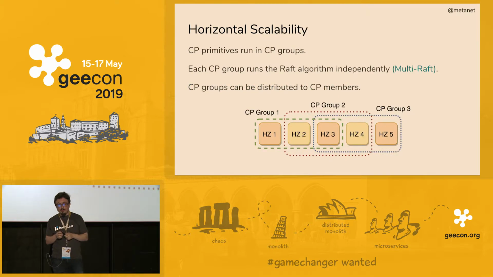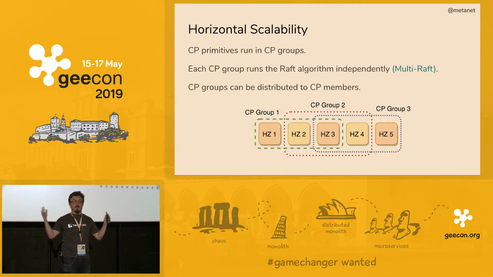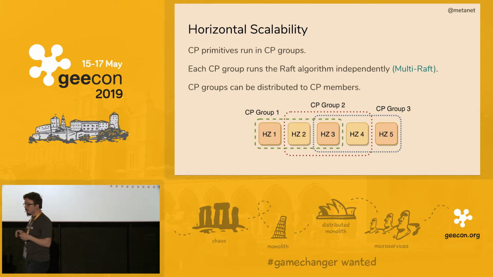And last, we also have a notion of CP groups. Each CP group runs the Raft consensus algorithm independently. So it means that if you want to improve throughput of your system, you can distribute your concurrency primitives to different CP groups, and you can also run those CP groups on different members. Each CP group will run the Raft consensus algorithm on its own, and they will not collide with each other in terms of throughput.